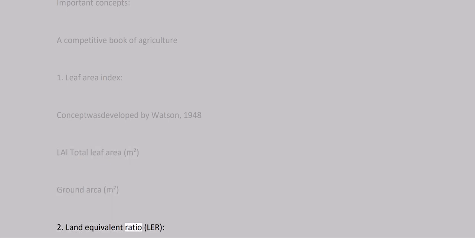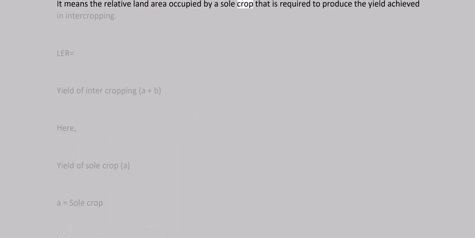2. Land equivalent ratio, LER. It means the relative land area occupied by a sole crop that is required to produce the yield achieved in intercropping. LER equals yield of intercropping, A plus B, divided by yield of sole crop, where A equals sole crop, B equals intercrop. When LER is greater than 1, intercropping is beneficial. E.g., LER of 1.10 means the mixture gives 10% more yield.